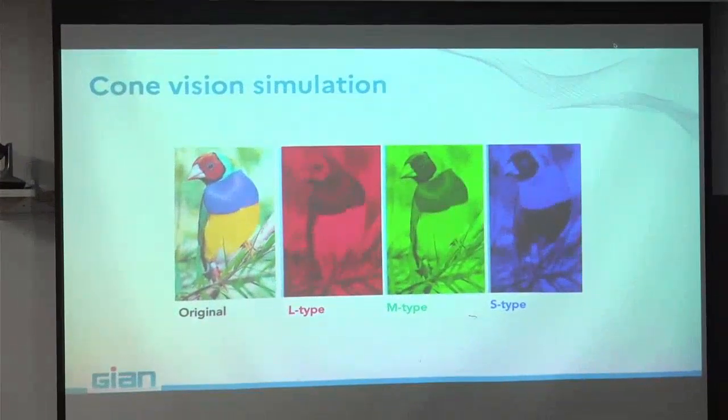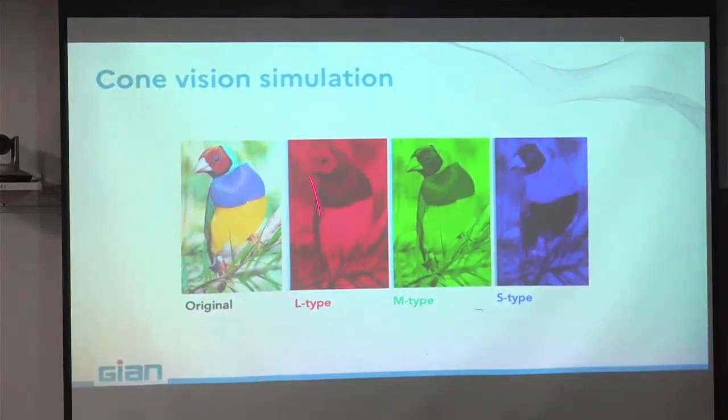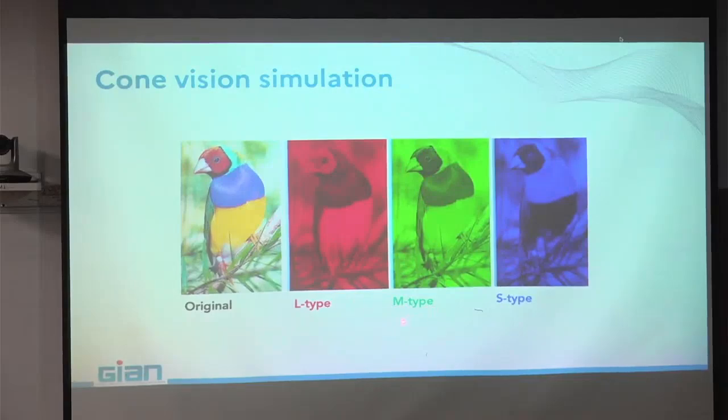Well, this is a computer simulation. This is the photo of a bird, and this is what the red cone sees. This is what the M cone sees, the green, and this is what the blue cone sees. And finally, what your brain perceives is that one.